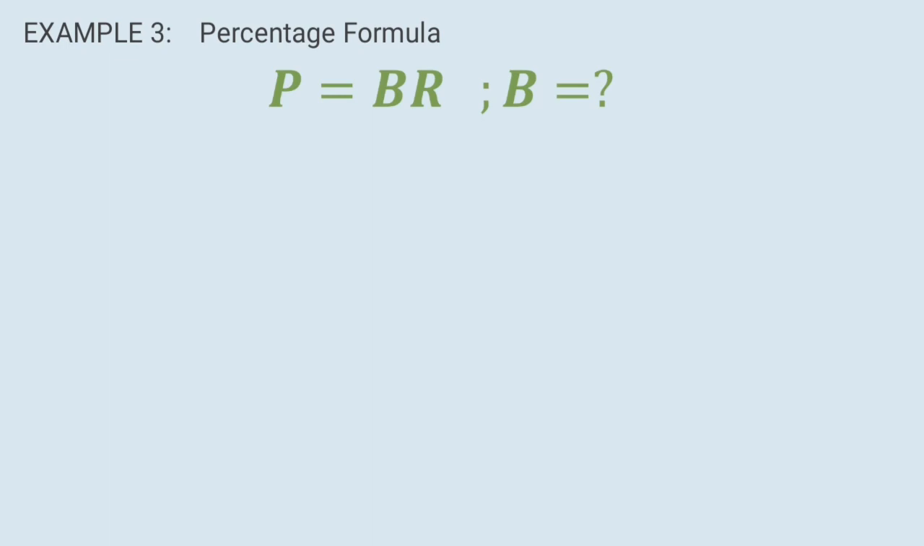And to eliminate this one, we have to divide by B here and also on the other side. Now, we can cancel out B and we are left with R equals P over B. Okay, so this is our formula if we are asked for the rate, or simply the R. Okay, now let's have another example.